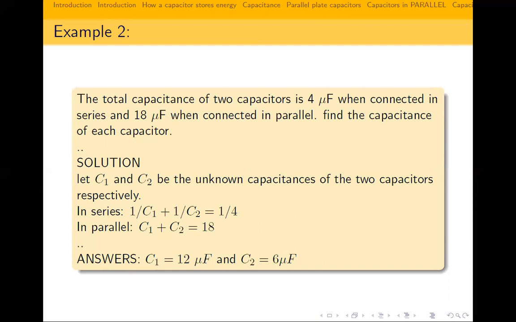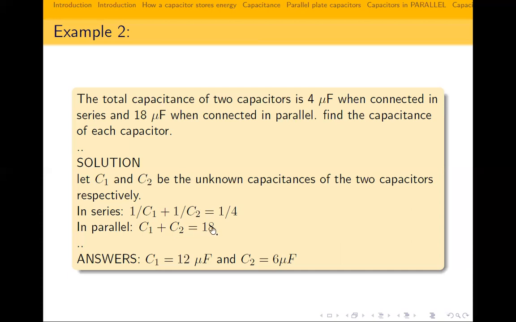In series, we know that the total capacitance is the reciprocal. So you say 1 over C1 plus 1 over C2 will be equal to 1 over 4. Remember, the units will be microfarads. Again, in parallel, it is simply the sum, which is C1 plus C2 gives you 18.